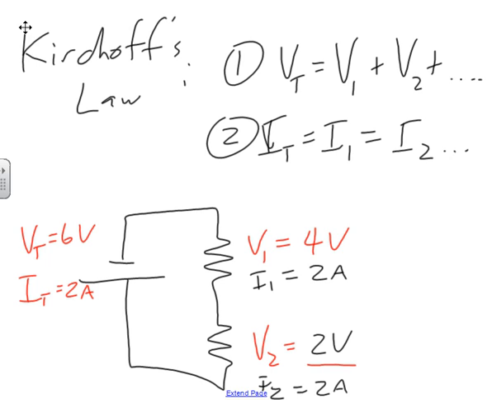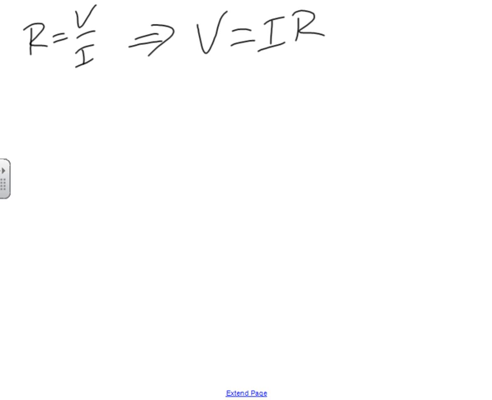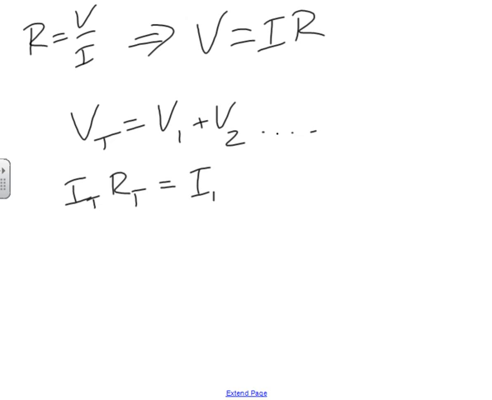Now, a little bit more of a derivation, review of resistance laws. Ohm's law states that resistance is equal to voltage over current. Naturally, we could also rewrite this as saying voltage is equal to current times resistance. Now, if I took this and plugged it into the first Kirchhoff law, which is voltage total is equal to voltage 1 plus voltage 2, and so on, that would look like current total times resistance total is equal to current 1 times resistance 1 plus current 2 times resistance 2, and so on.